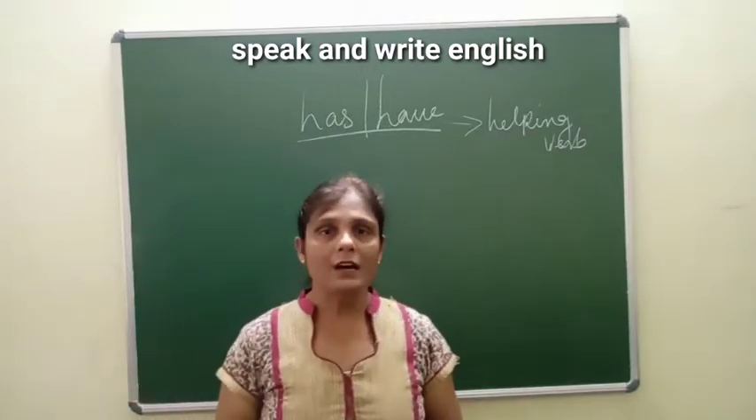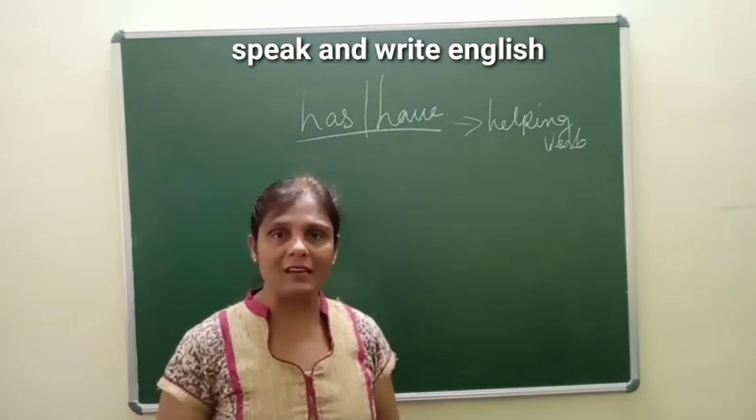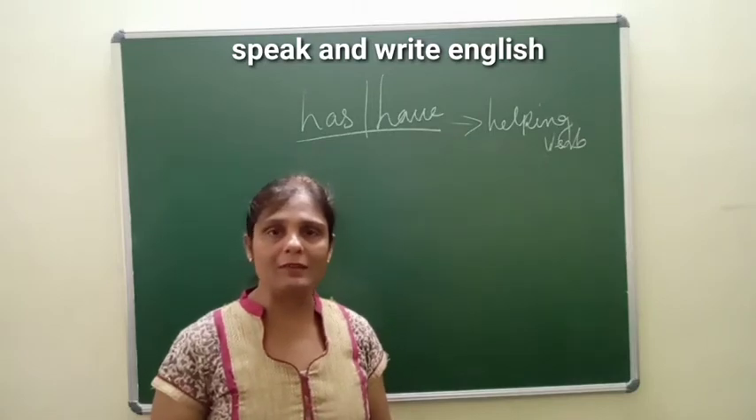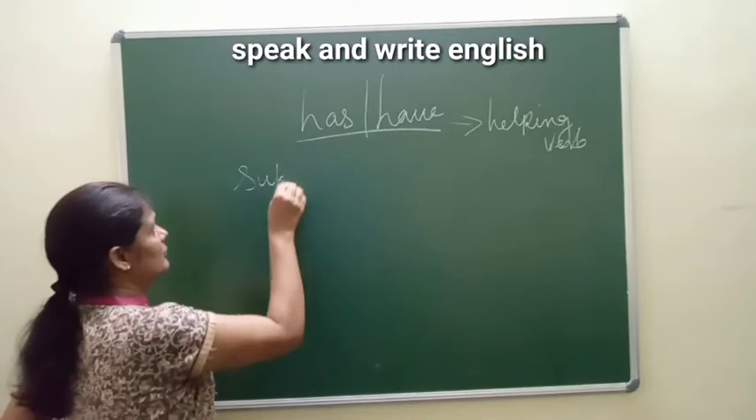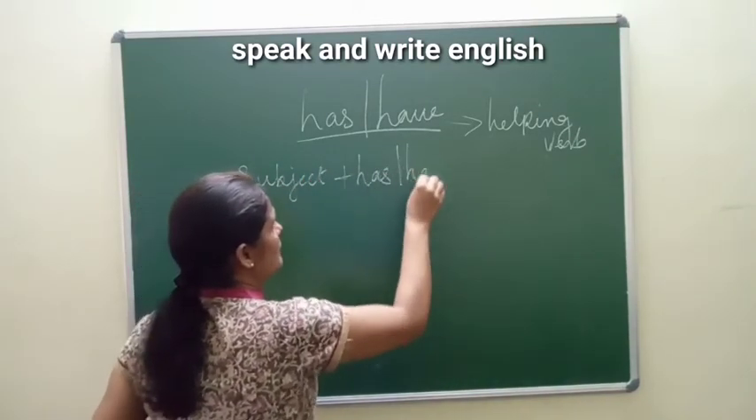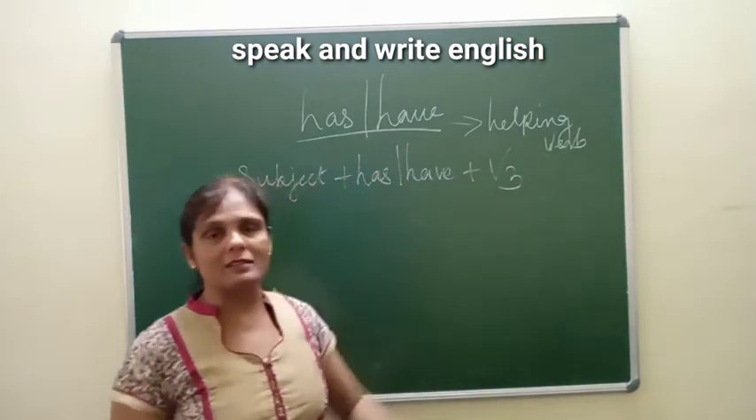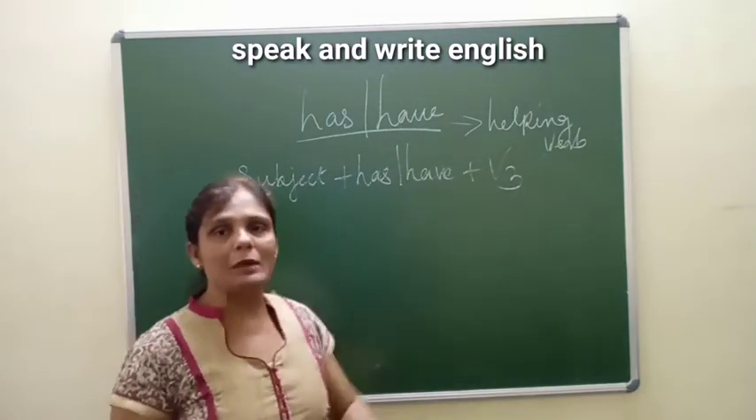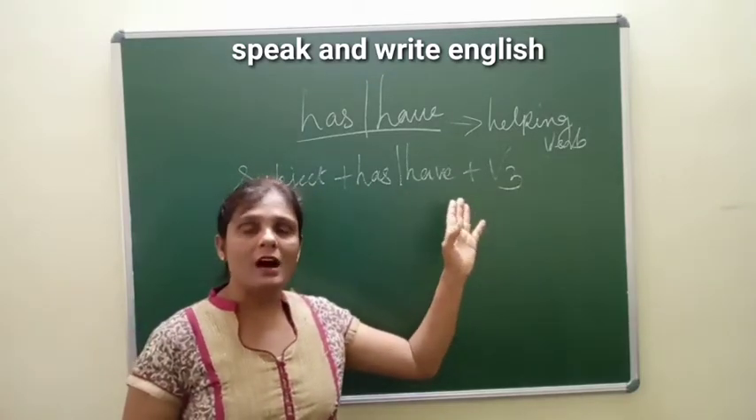We had learned how to make use of the words has and have in a sentence. When we make use of the words has and have in a sentence, the structure was subject plus has, have plus V3. That is the past participle form of the verb. And has and have depends on the subject. This is the structure for a sentence.